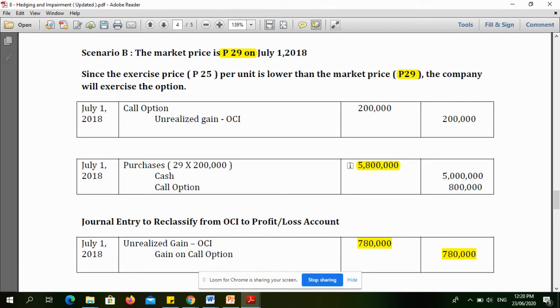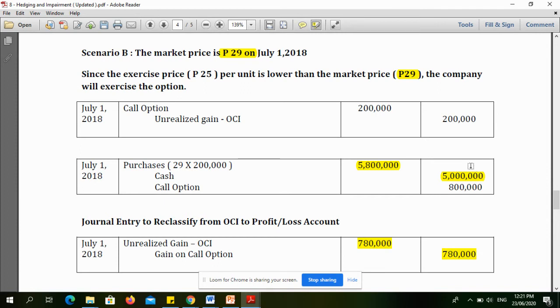Ang point ko, purchases account will always be based on the market price, regardless if you exercise the call option or not. So, always remember na ang purchases, always based siya sa market price. The same way kanina. But, the difference for today is, tingnan natin ang cash. Ang purchases mo, 5,800,000. Pero ang binayad mo lang, 5 million.